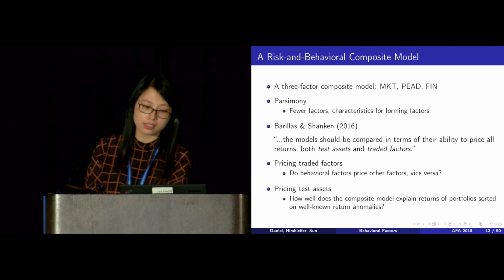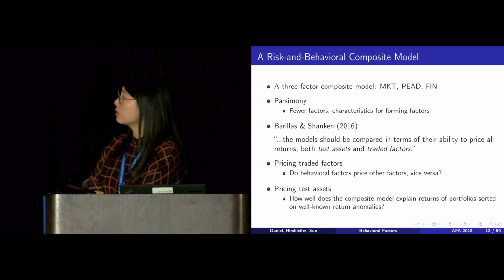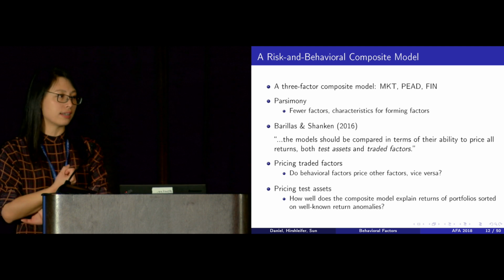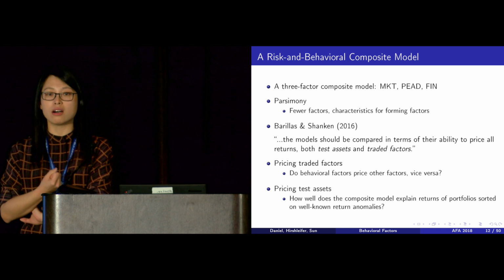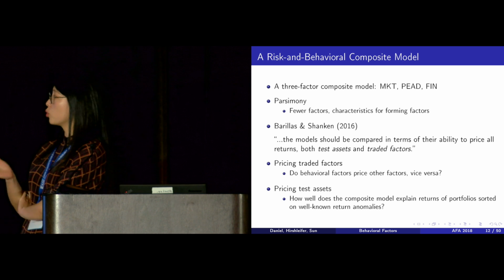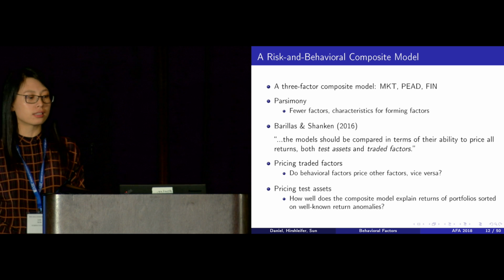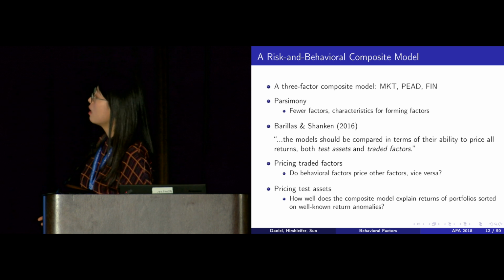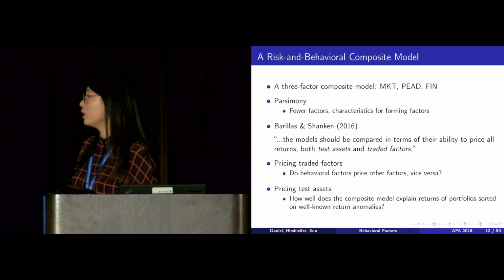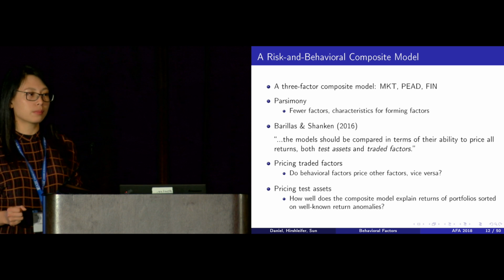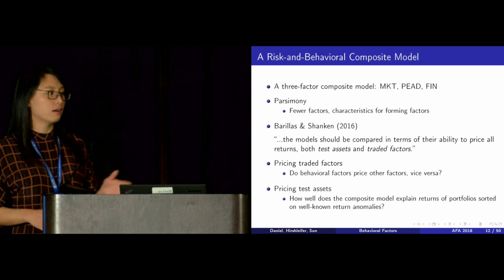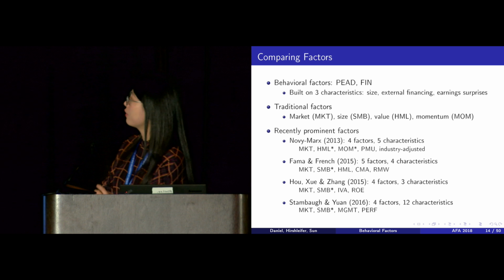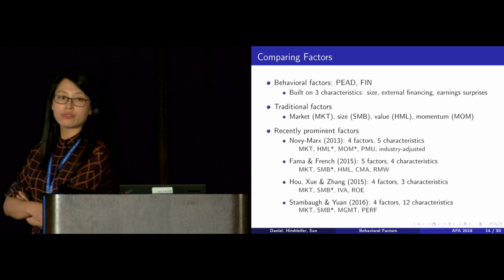In light of Barillas and Shanken 2016, this suggests that when comparing asset pricing models, it's important to compare their ability to price all assets, not only test assets but also traded factors. So we form these two sorts of tests. In pricing traded factors, we look at how behavioral factors price other factors, and vice versa. In pricing test assets, we examine how well this composite model explains portfolio returns associated with various return anomalies. First, we compare our PEAD and FIN with other factors.